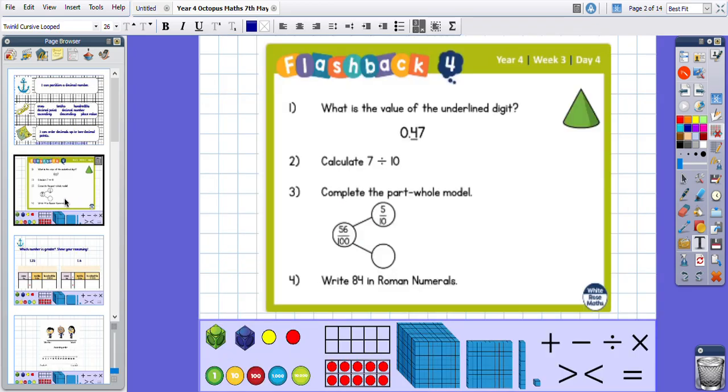So the first thing I want you to do to warm up your brains is to have a go at flashback 4. So there are 4 questions here that I want you to think about to help warm up your brains. What is the value of the underlined digit? Calculate 7 divided by 10, complete the part-whole model and write 84 in Roman numerals. There's an extra challenge. There is a shape at the corner here. Can you name the shape and any features of it? So pause the video and have a go at your flashback 4 now.